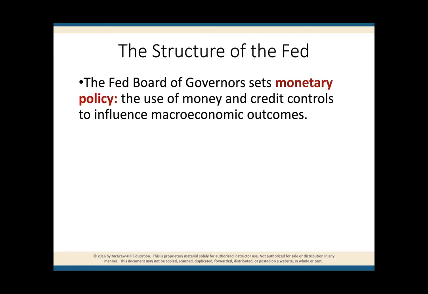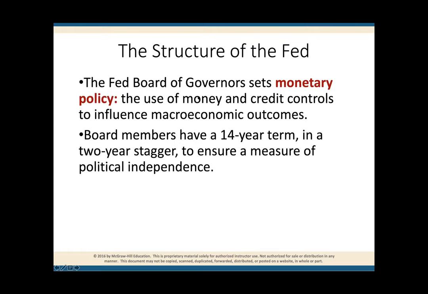Now, these 12 banks are regulated by a board of governors. The board of governors is 12 individuals appointed by the president of the United States, and these individuals have to be cleared by the Senate. All 12 individuals have to be approved by the Senate. And these people become the members of the board of governors.